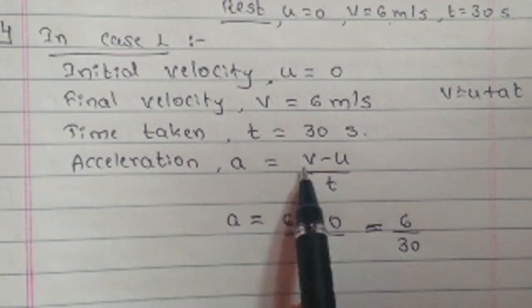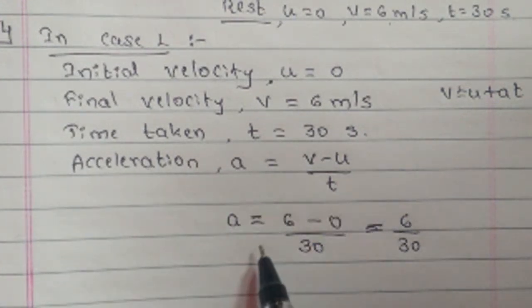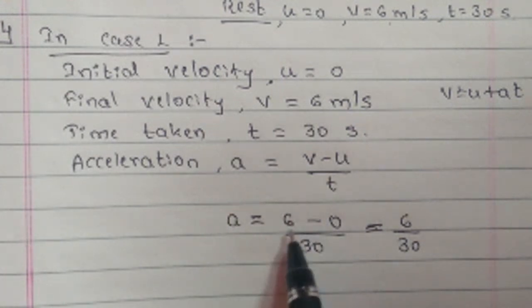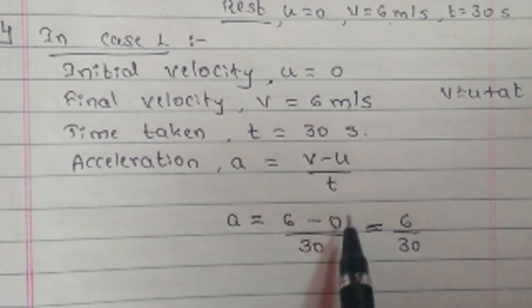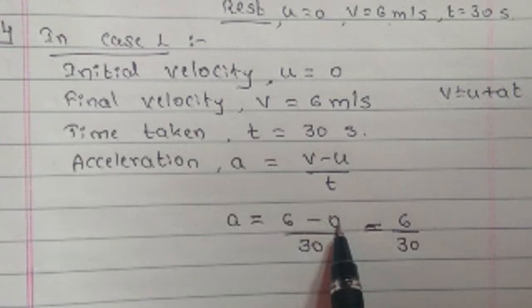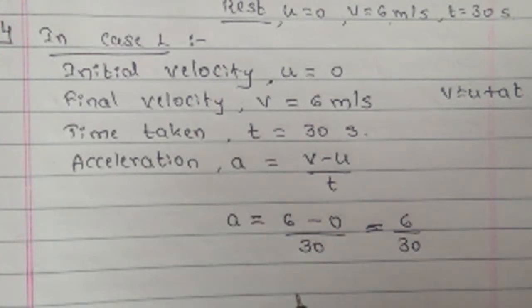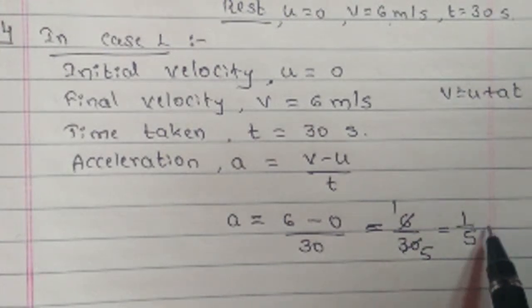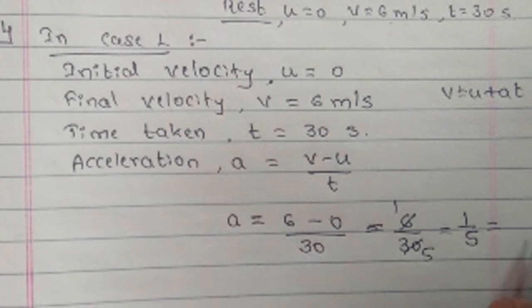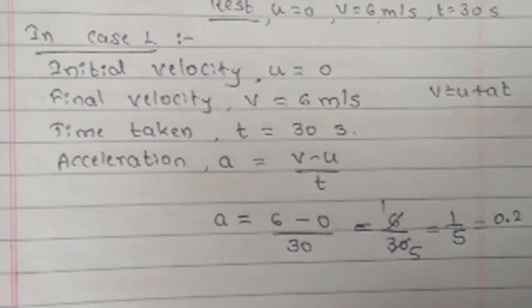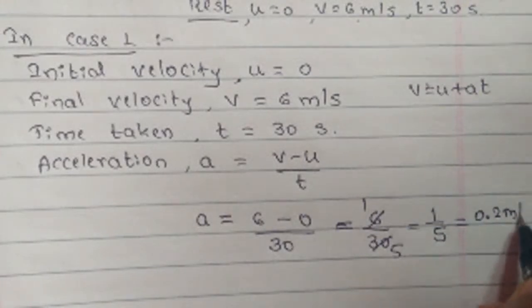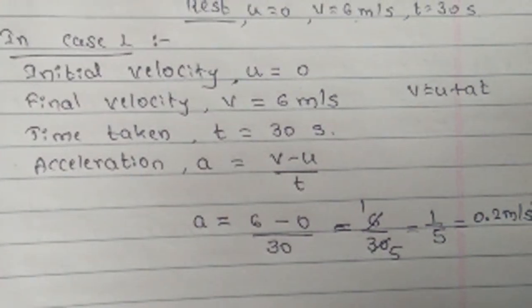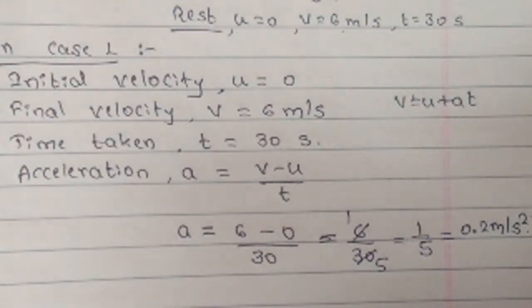Here a is equal to v minus u divided by t. So when we substitute the values, it becomes a is equal to 6 minus 0 divided by 30, because final velocity is 6 meter per second, initial velocity is 0 because the object is starting from rest, then time taken is 30 seconds. And now it becomes 6 divided by 30. 6 ones are 6, 6 fives are 30, it becomes 1 divided by 5, and 1 divided by 5 means it is 0.2, and the unit is meter per second square.